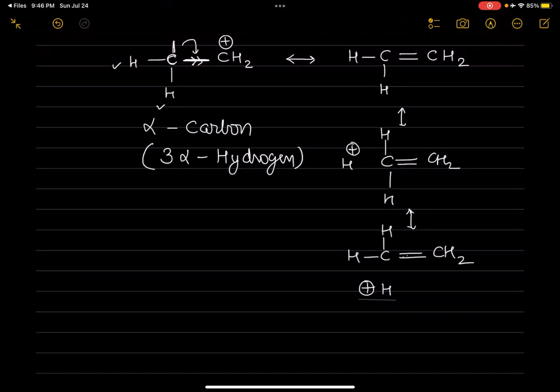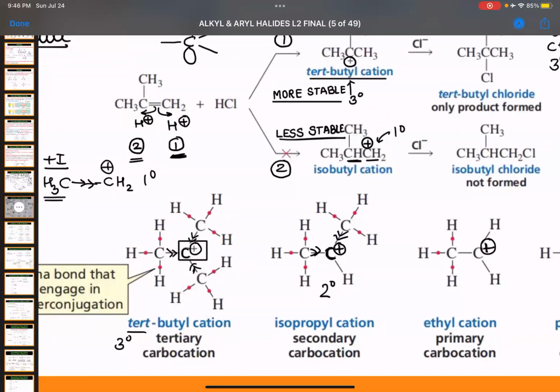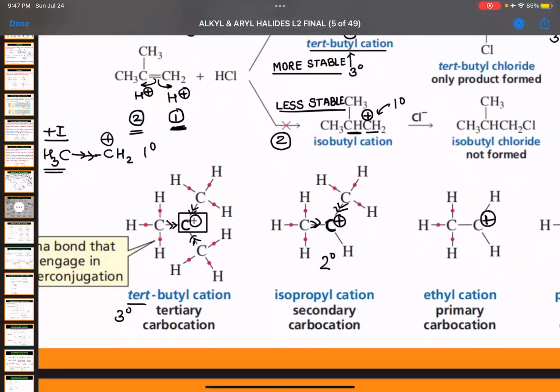I told you that the tertiary carbocation is very stable as compared to secondary, which is more stable than primary. Primary is more stable than methyl. One reason which we discussed was the slight electron pushing effect of the C-C bond. The other, more prominent effect is hyperconjugation, in which the electron density of the C-H bond goes and joins itself to the C plus. That is called hyperconjugation.